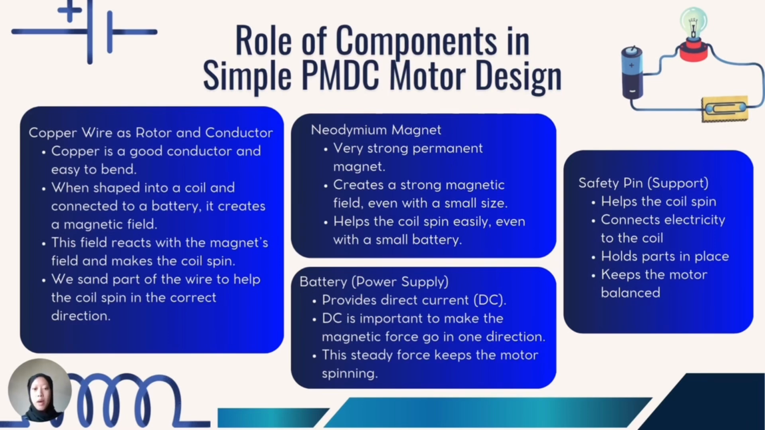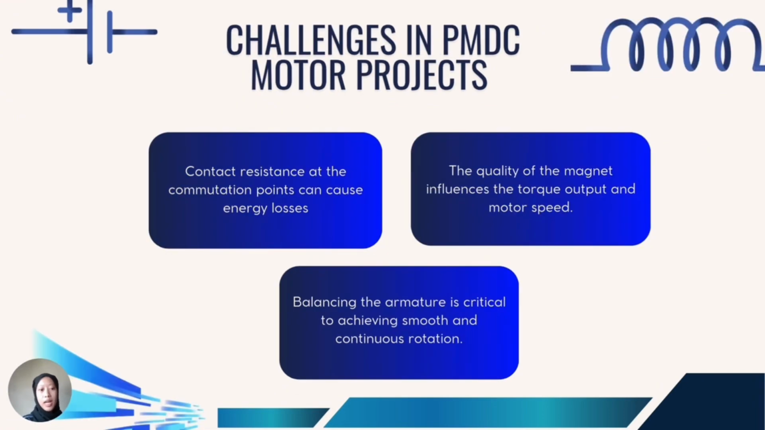Third is the power supply. The battery provides direct current. DC is important to make the magnetic force go in one direction. This steady force keeps the motor spinning. Lastly is the safety pin. It helps the coil spin, connects electricity to the coil, holds parts in place, and keeps the motor balanced. Next are the challenges in permanent magnet direct current motor projects.